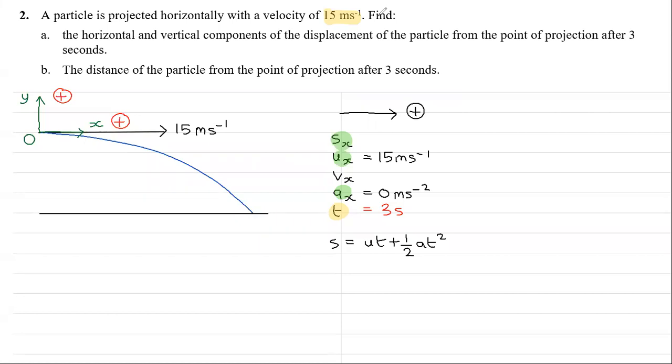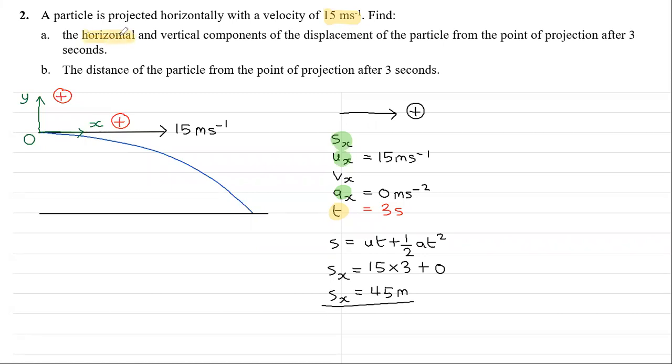So that means that s_x, in this case, the horizontal component of the displacement, is equal to ut, so that's 15 multiplied by the time 3. And we also know that that second term is going to be 0 because there's no acceleration horizontally. So therefore we have the horizontal component going to be 3 multiplied by 15, which is 45 meters. Okay, so that's good. So we've got the horizontal component as requested in part A.